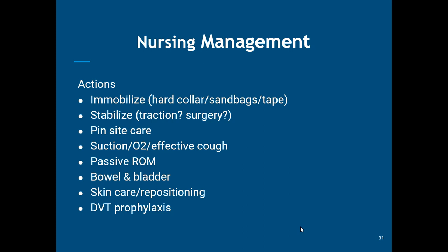And then with there being decreased perfusion to the GI tract, and decreased GI motility, of course, we worry about paralytic ileus. There's also decreased renal perfusion, so we worry about the kidneys. They might have decreased urine output for that reason. So another reason why we want to monitor intake and output numbers closely, and then monitor bowel movements. And skin care and repositioning we talked about.